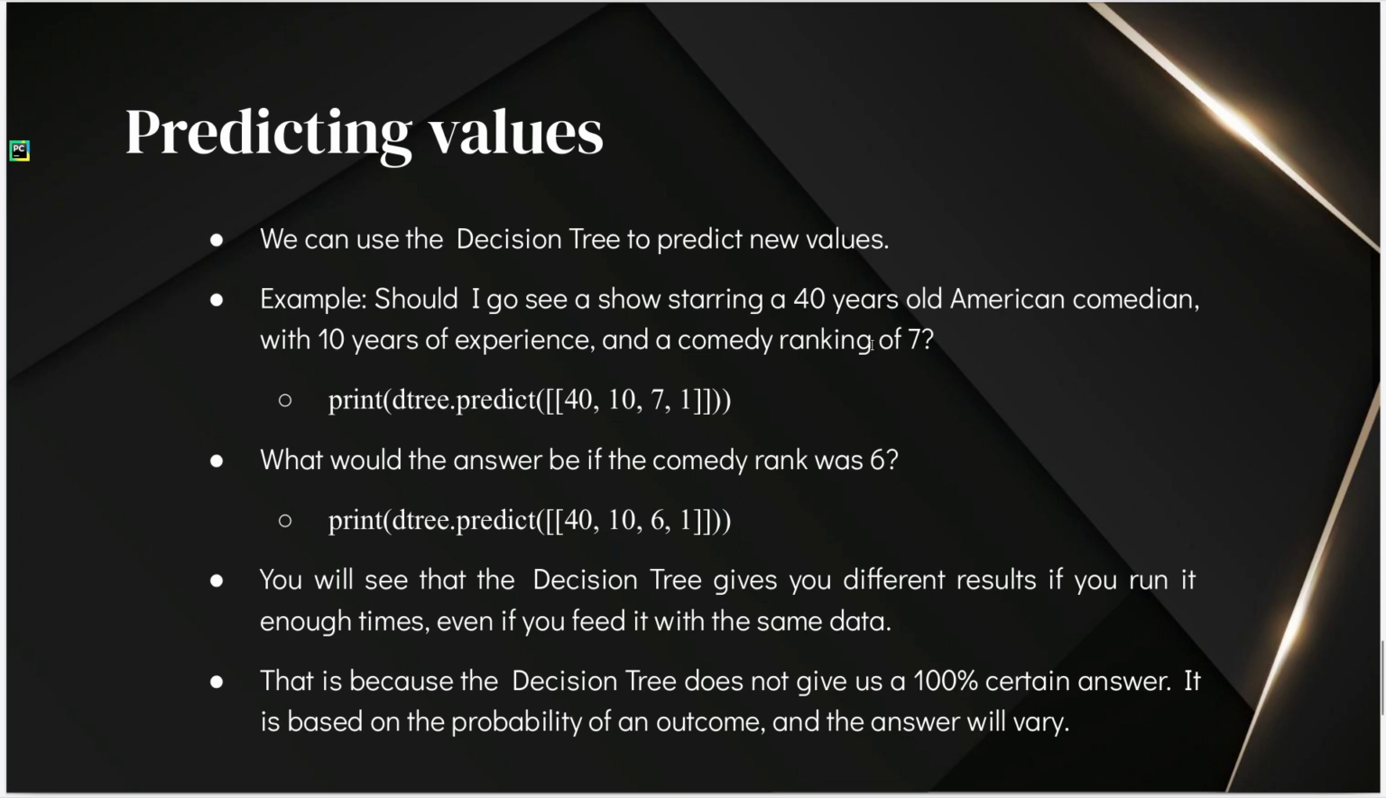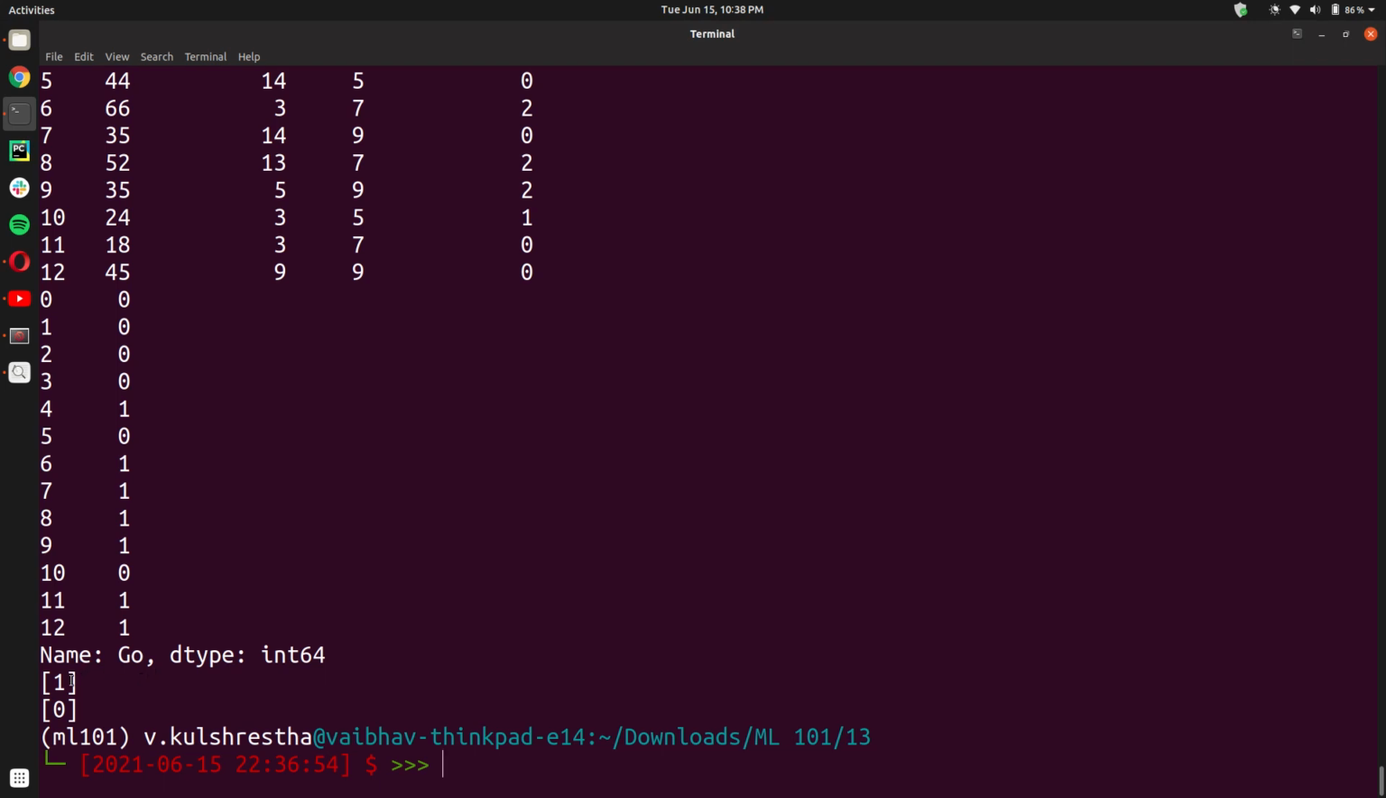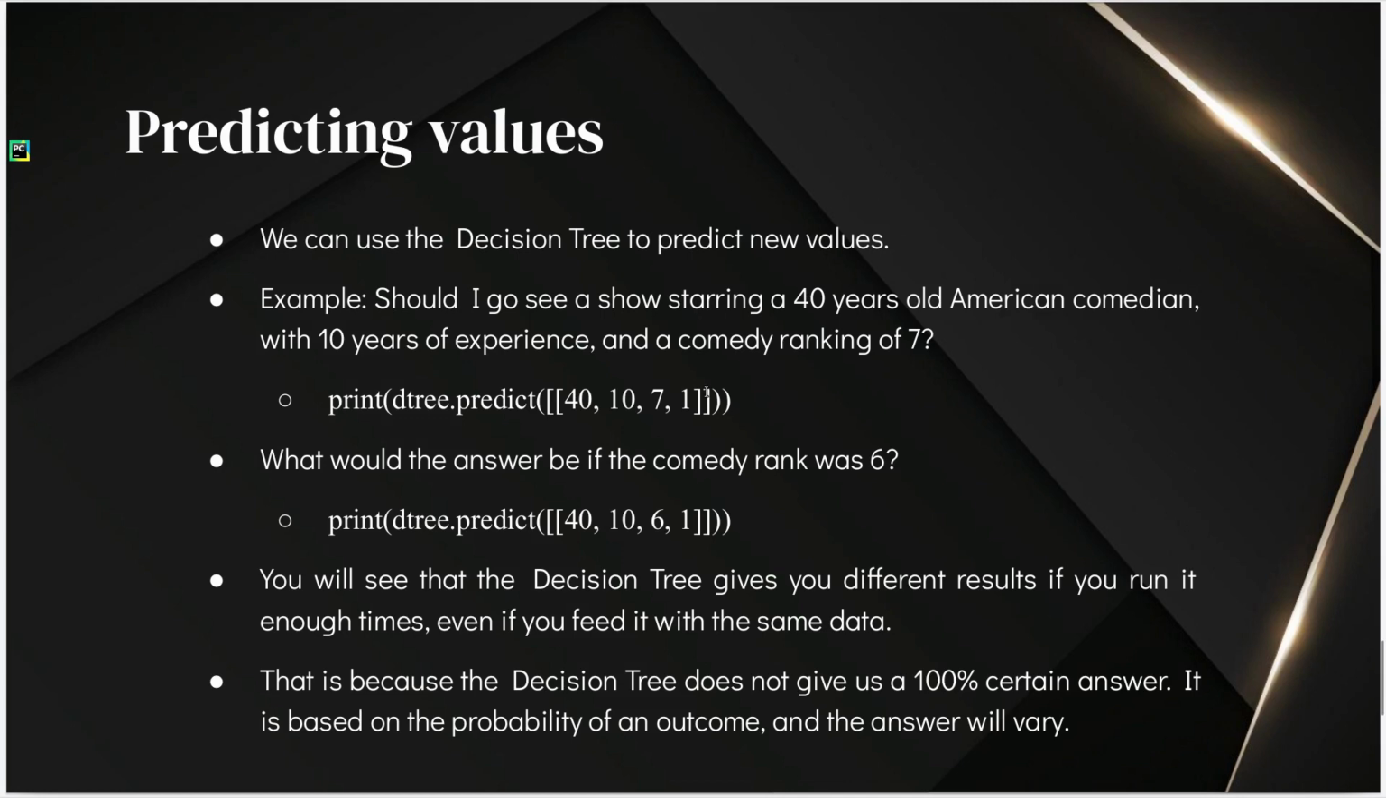Similarly, if you just change his comedy ranking from 7 to 6, you can write a similar code snippet but change the 7 to 6 and get an output. So you see, when I ran this, I got 1 for the first one and 0 for the second one. This means I should go for the first one and I should not go for the second one. Oh sorry, the other way around. I should not go for the first one, but I should go for the second one. And if you remember, the first node in the graph was rank less than 6.5. So comedy ranking of 7 is obviously greater than 6.5, and comedy ranking of 6 is less than 6.5.